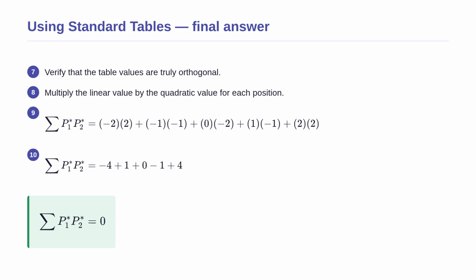Continuing with our table values, let us quickly verify that they are truly orthogonal. We multiply the linear table value by the quadratic table value for each of the 5 positions and set up the addition. -2 times 2 is -4. -1 times -1 is +1. 0 times -2 is 0. 1 times -1 is -1, and 2 times 2 is +4. Adding -4, +1, 0, -1, and +4 gives a sum of exactly 0.